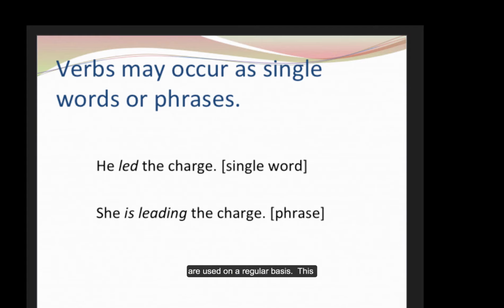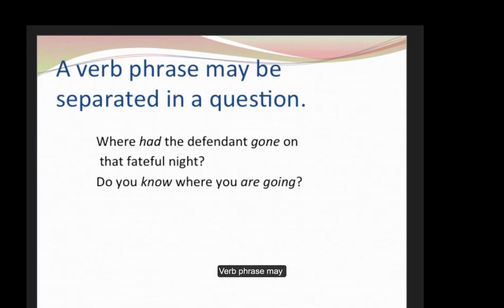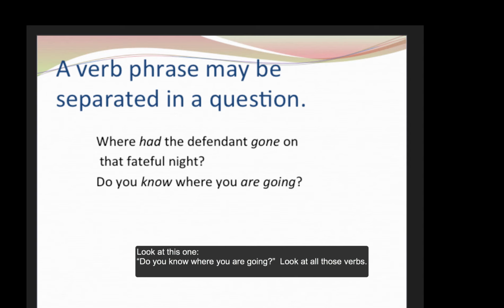Verbs and verb phrases are used on a regular basis. This is going to be so much fun. Look, even more verb phrases. They are everywhere. Verb phrases may be separated in a question. Oh, questions are so strange in English. Look at this one. Do you know where you are going? Look at all those verbs.